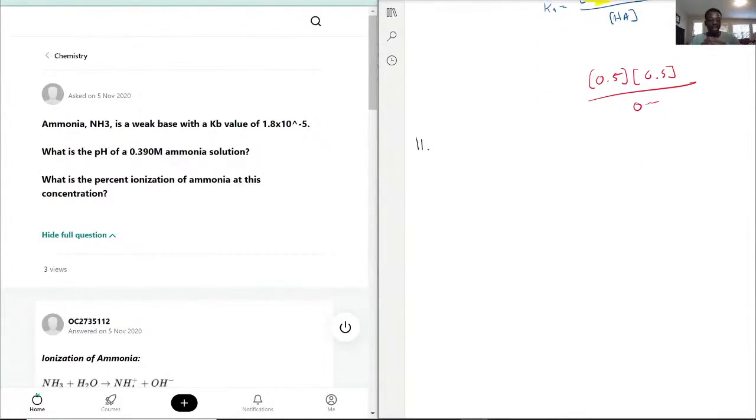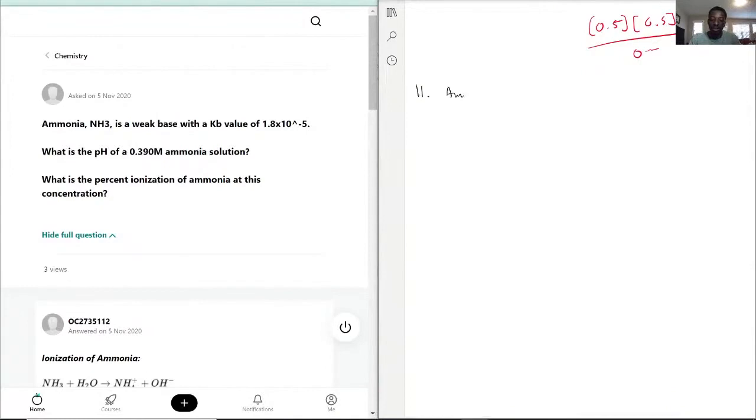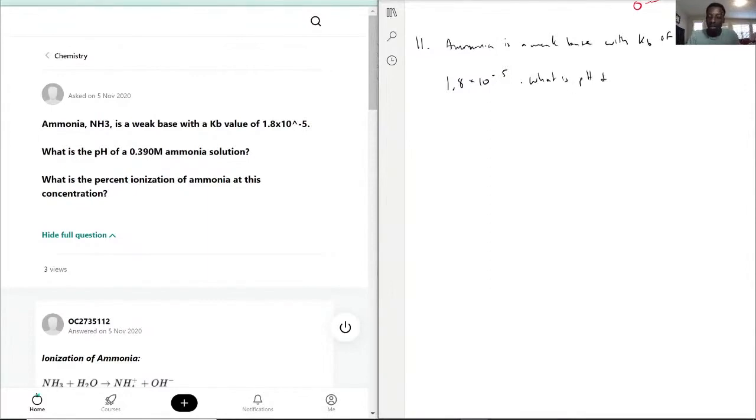Ammonia, NH3, is a weak base with a Kb value of 1.8 times 10 to the negative 5. Okay, so let's just write it down. Ammonia is a weak base with Kb of 1.8 times 10 to the negative 5. What is the pH and percent ionization?